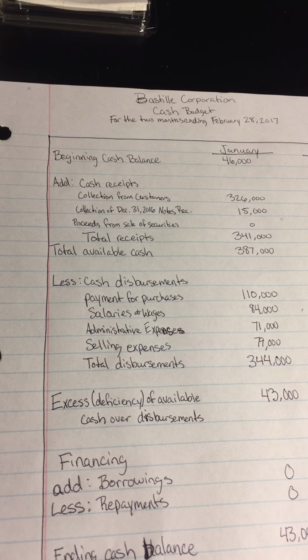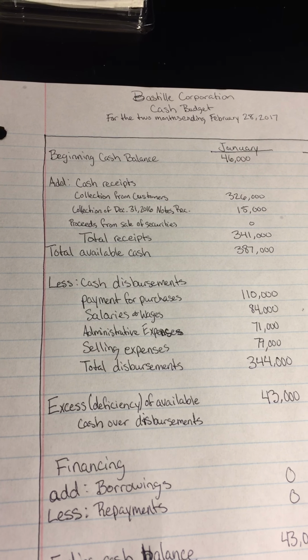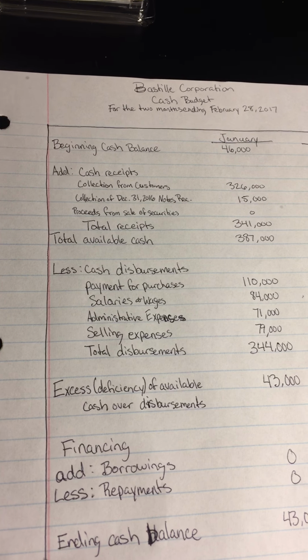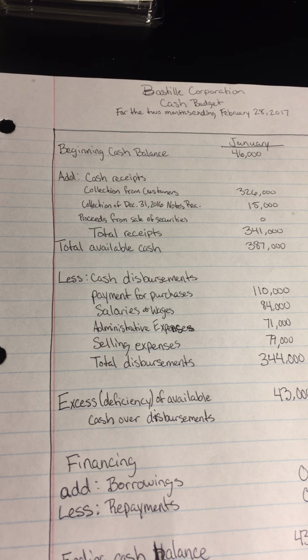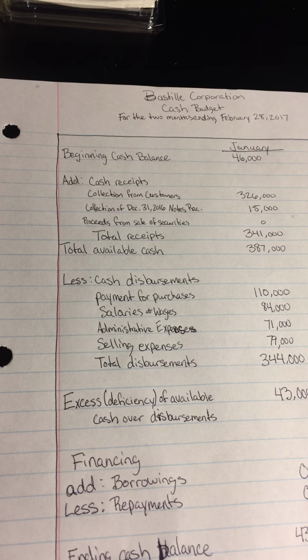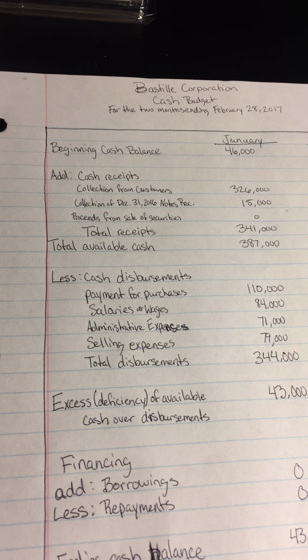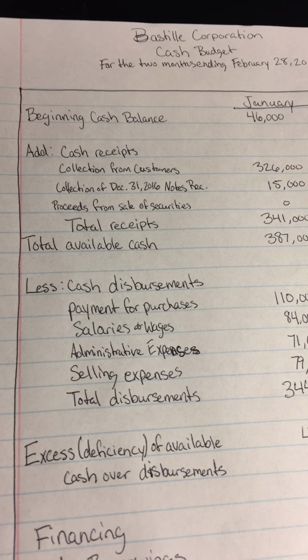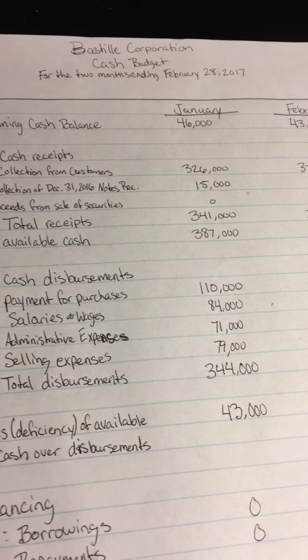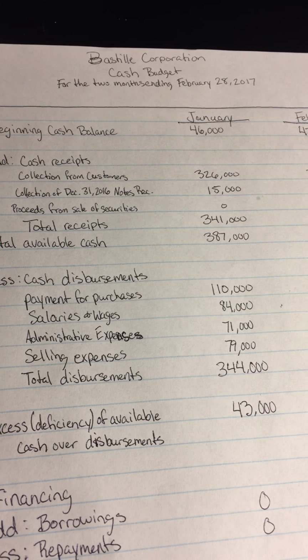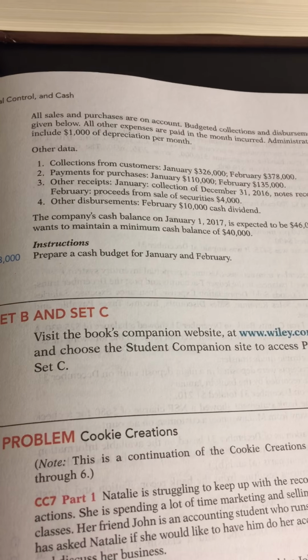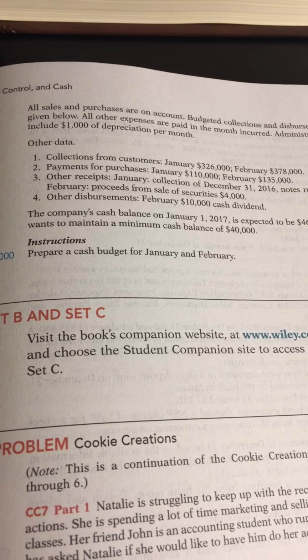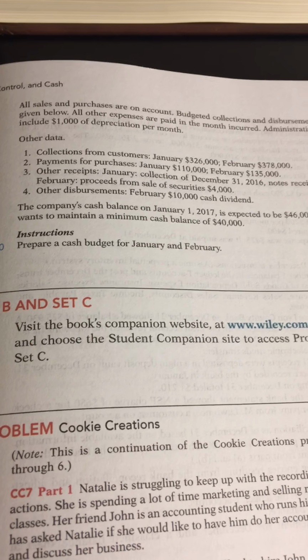The first thing you're going to do after you get your beginning cash balance is to add all of your cash receipts. So basically all the cash that you're bringing in to the company. For Bastille Corporation, we've collected from customers $326,000. An important thing with the information given in the book is it tells you under the other data that you've collected from customers $326,000.